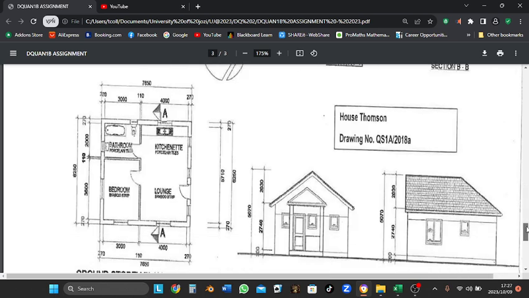Let's start with the drawing number. Here is the title of the drawing, which is Thompson House, and then the drawing number is QS1A/2018A. So this is our drawing number. I included it on our takeoff list.